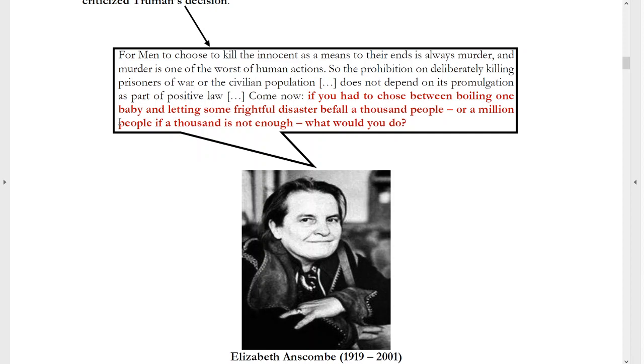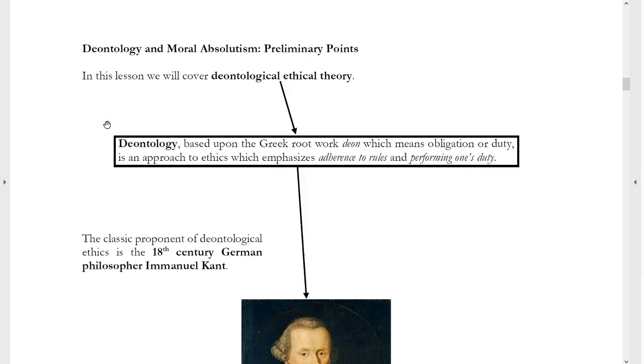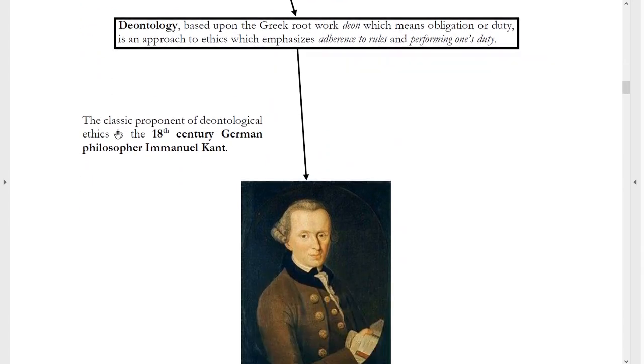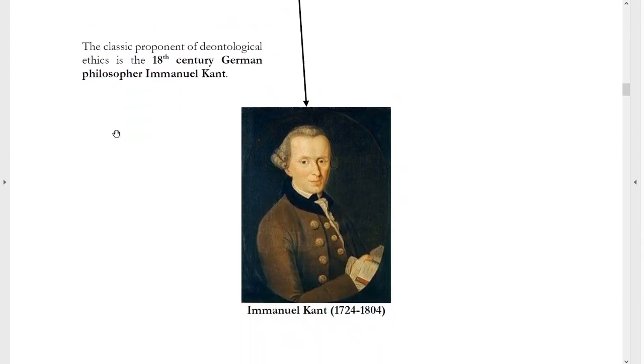Elizabeth Anscombe was a moral absolutist. She felt that there were certain moral rules, certain moral laws that could not be broken no matter what the consequences were. And one of those was the prohibition against murder. Now, this sort of outlook, which I'm calling moral absolutism, forms one part of the deontological moral theory that comes from the work of Immanuel Kant. So here's Kant. He was a German philosopher writing in the 18th century.